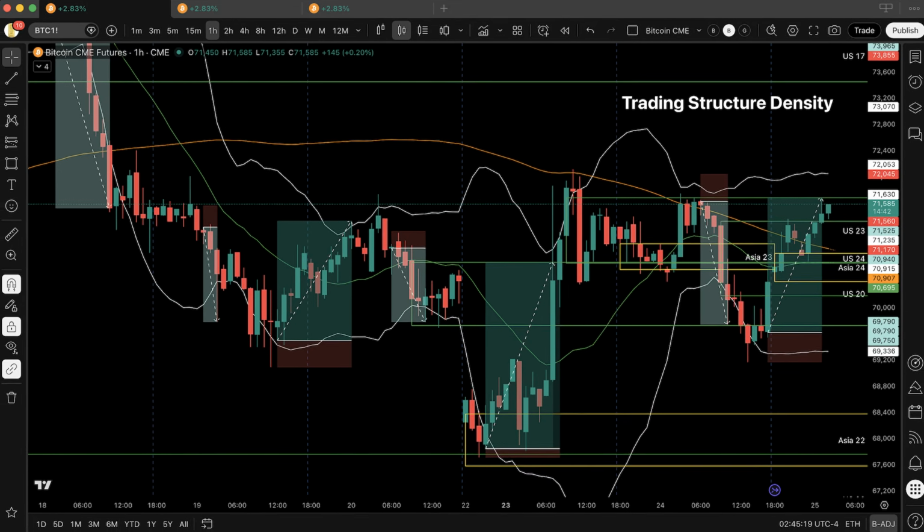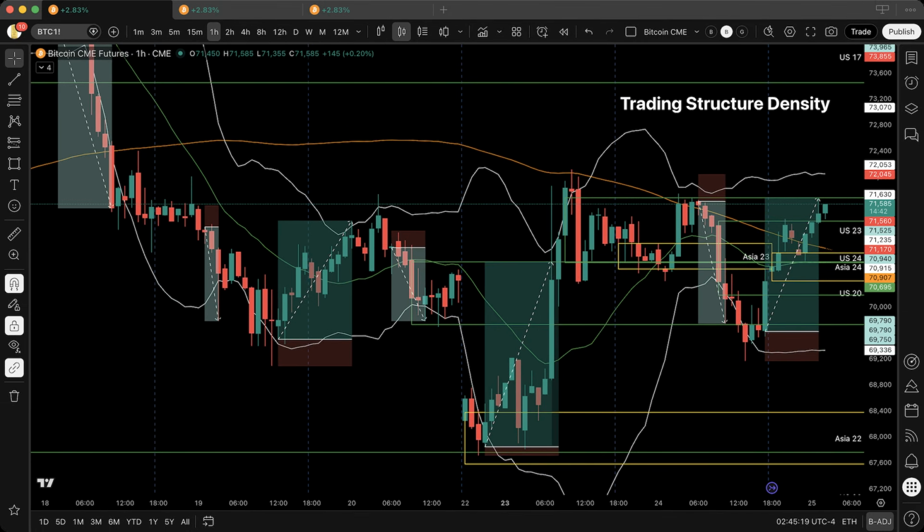Price is moving higher, but structure is getting tighter. And that difference is where most traders get confused. Because visually, the chart looks active. Candles are moving. Levels are being tested. Momentum appears. But under that movement, structure is compressing.